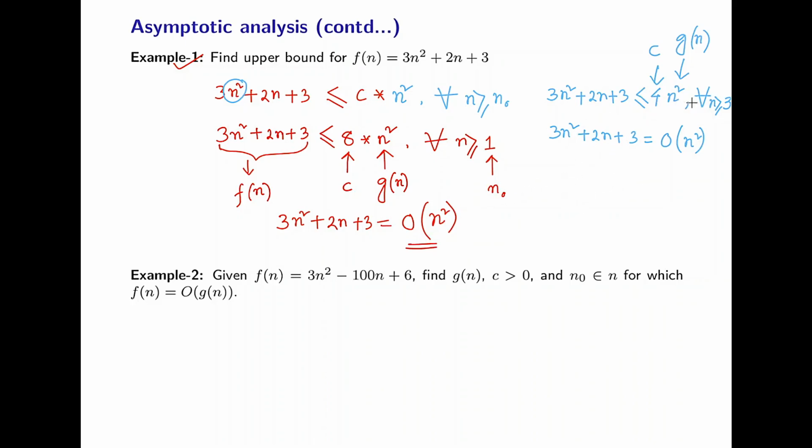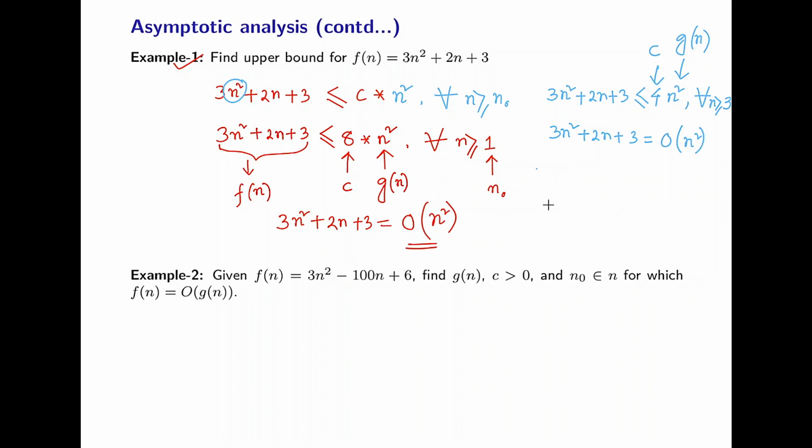Now, can I change the value of g(n)? Yes, I can do that also. You see, if 3n square plus 2n plus 3 is true for n square, it will be true for n cube also, because n cube is greater than n square. Yes. So, can I write like that?